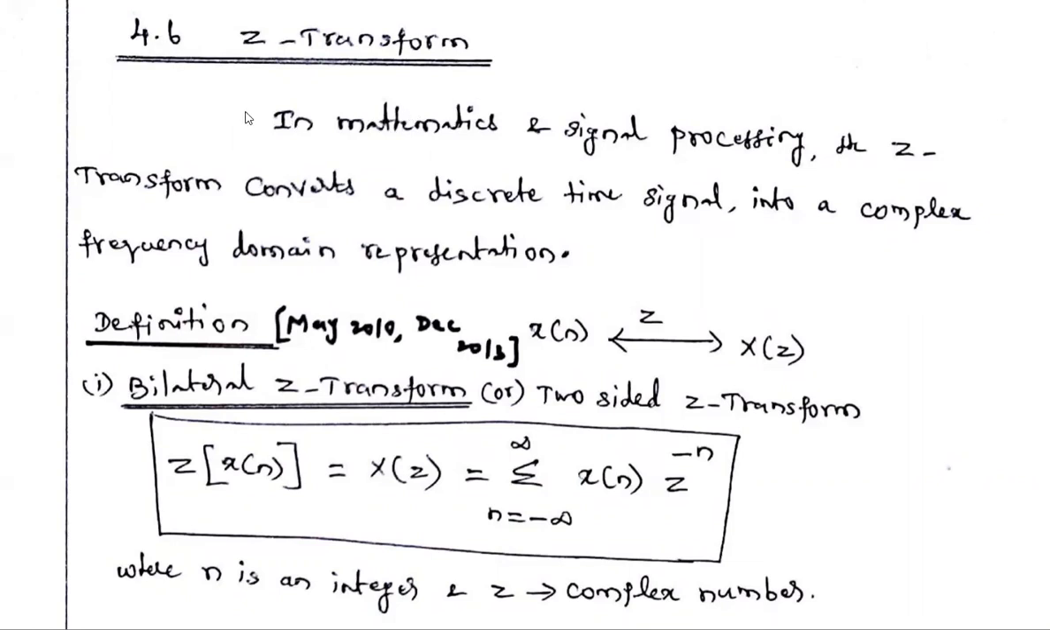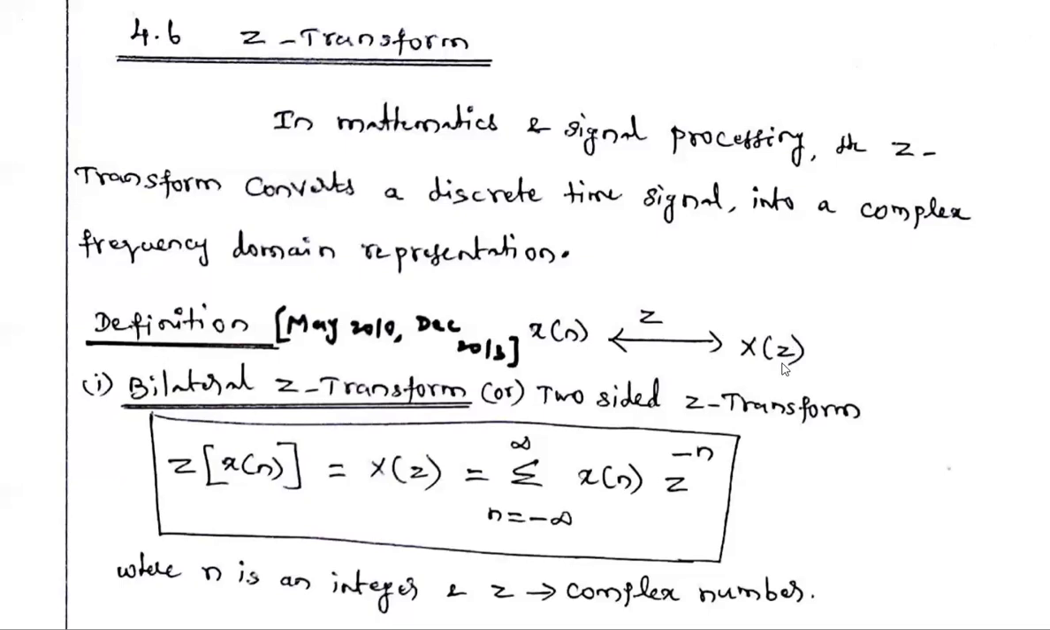The transform means it converts the time domain signal into frequency domain signal. The discrete time Fourier transform converts the time domain signal x of n into the frequency domain capital X of e power j omega. Similarly, the Z transform converts the discrete time signal x of n into the complex frequency domain representation. The Z transform of the signal x of n can be written as capital X of Z.